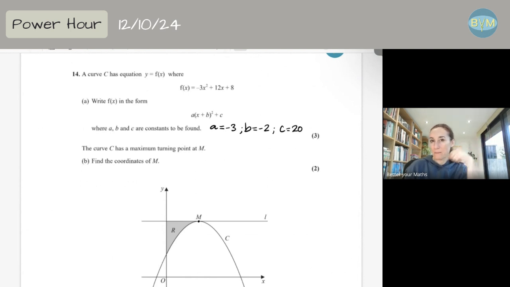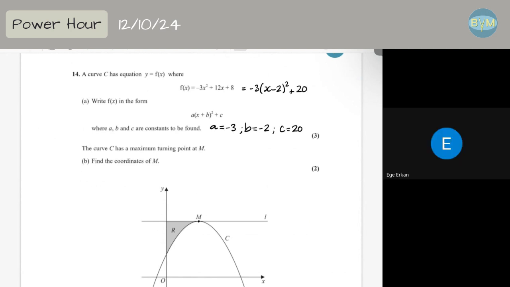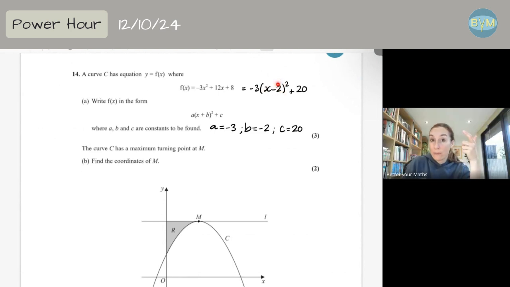Do you remember what the maximum is going to be when you complete the square? So we say this is -3 x minus 2 squared. Okay, what do you remember? What is the maximum? Is it when you make x equals 2? Yeah. And what is y when you make x equal to 2? 20.